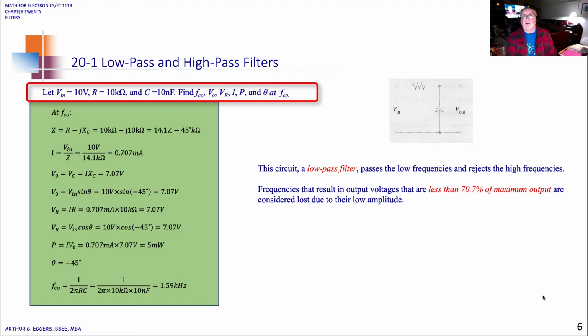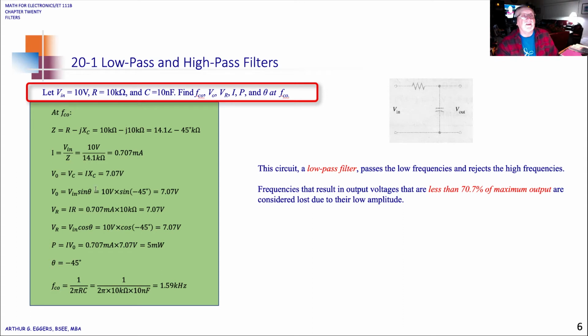They tell us, again, to look at the same circuit here. It's our RC circuit. We're going to let the input voltage equal 10 volts. The resistor is a 10 k ohm resistor. The capacitor is a 10 nanofarad capacitor. From that information, can we calculate the cutoff frequency, the output voltage, the voltage drop across the resistor, current, power, the phase angle, and all of this at the cutoff frequency?